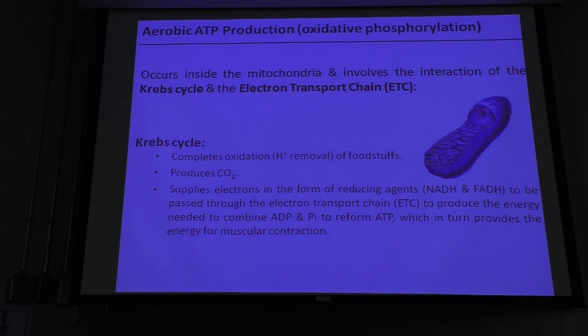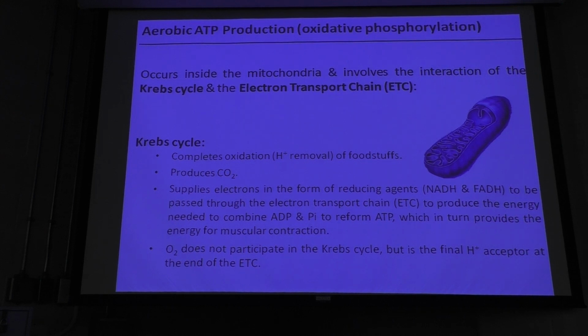The Krebs cycle supplies electrons in the form of the reducing agents, NADH and FADH2, again, as I mentioned, to pass through the electron transport chain to rephosphorylate ADP to reform ATP and to generate the energy for muscular contraction. And oxygen itself doesn't participate in the Krebs cycle, but it is the final electron acceptor at the end of the electron transport chain.